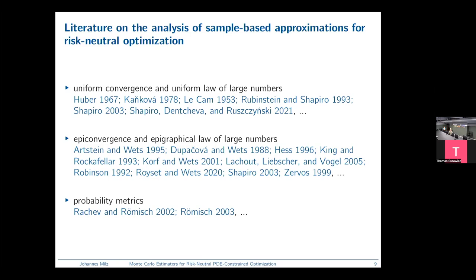I will talk about how a uniform law of large numbers provides us with consistency guarantees. The second approach uses epiconvergence, an epigraphical law of large numbers. It's actually very different from the uniform law of large numbers, but we won't talk about it. And there are also approaches using probability metrics. Some of these approaches even provide much more than just consistency statements. They also provide complexity statements.